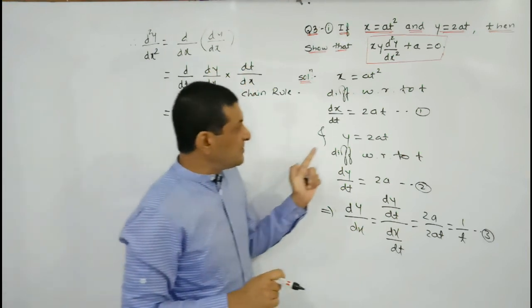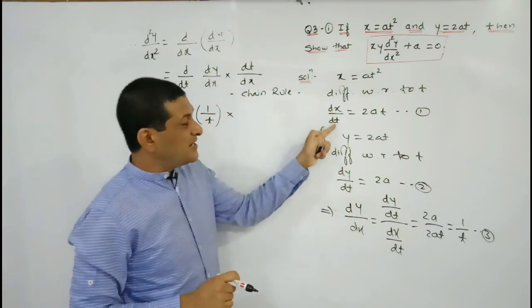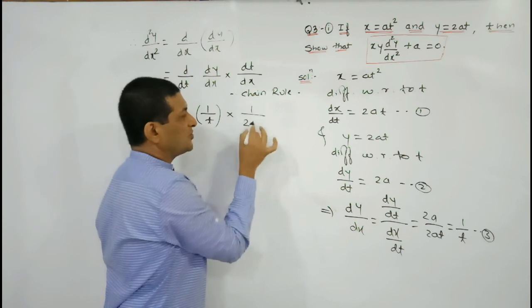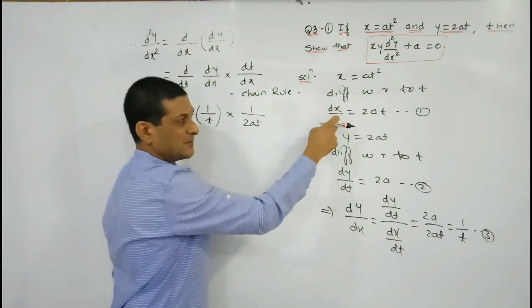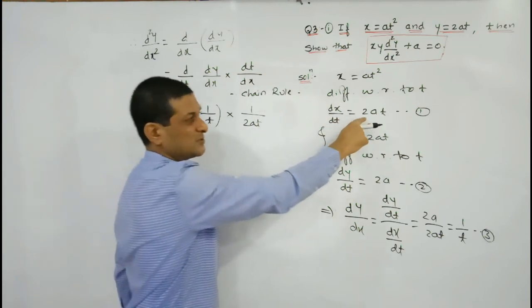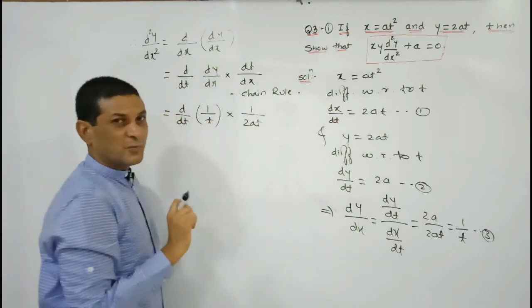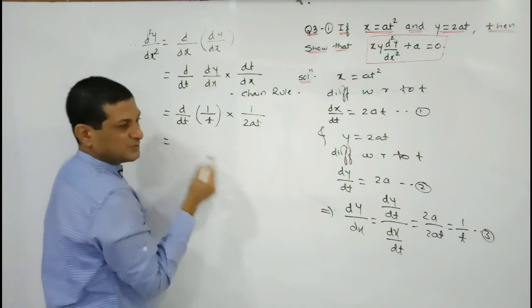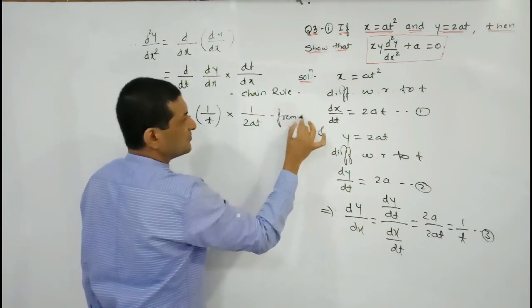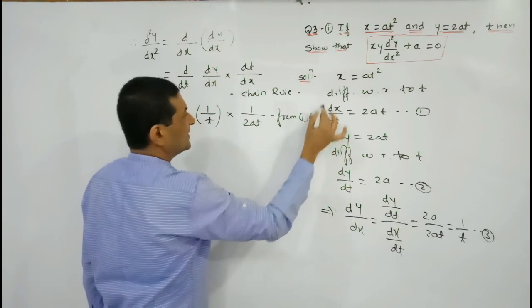What is the value of dt by dx? Dx by dt is 2at, so take its reciprocal. Dt upon dx is 1 upon 2at. We do not require dx upon dt. We will require the value of dt upon dx, means its reciprocal. So the reciprocal of this is 1 upon 2at. Just we have substituted the values. These values we have substituted from equation first and third, isn't it?